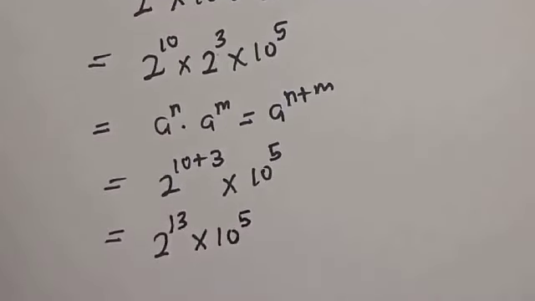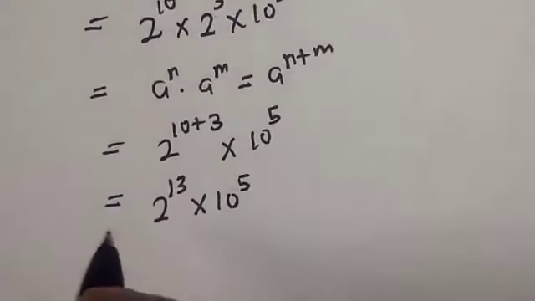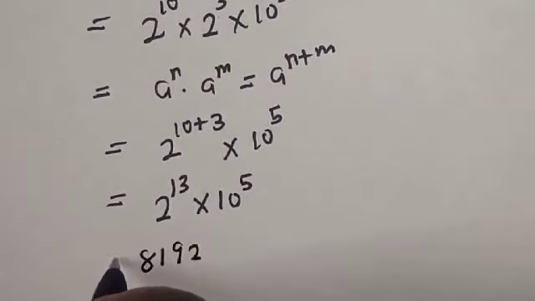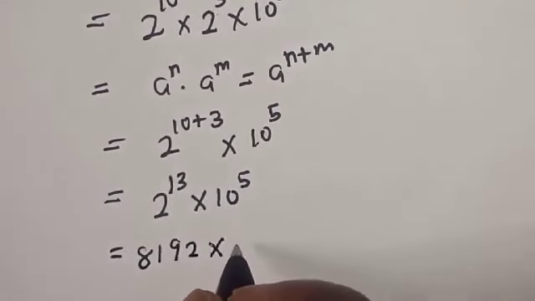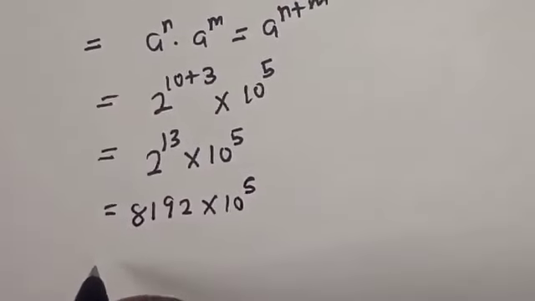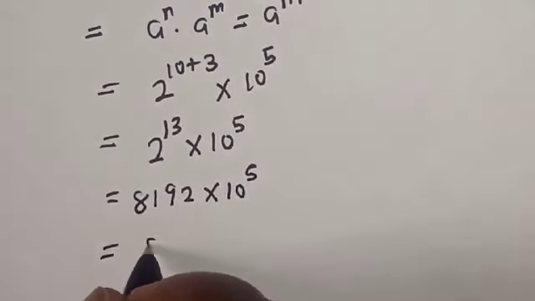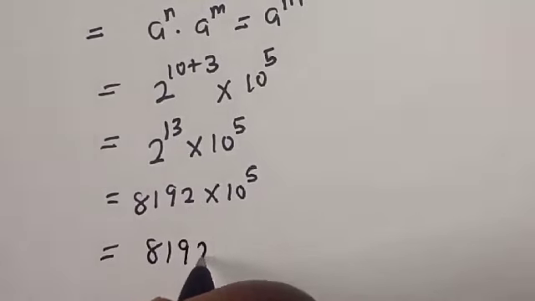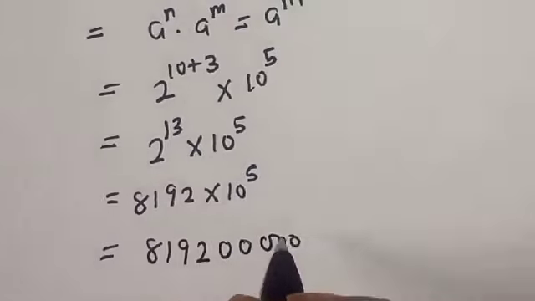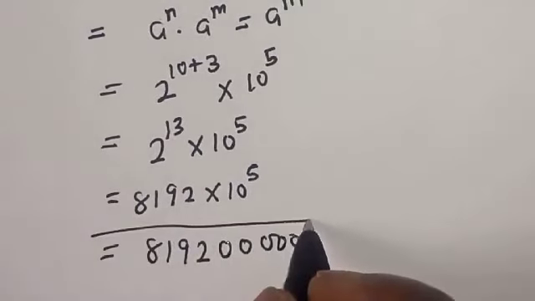And 2 raised to power 13 is 8192, multiplied by 10 raised to power 5. And our final answer is 81920000. That is our final answer.